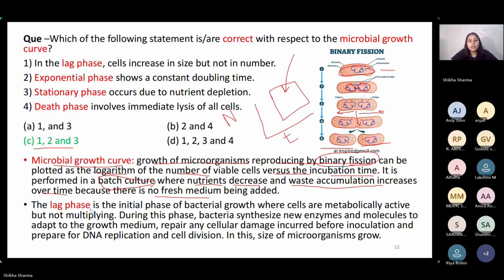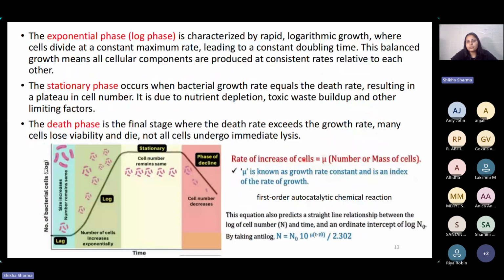So in this there will be four phases: lag phase, exponential phase, stationary phase, and death phase. We can see in this picture the number of bacterial cells on the log axis, and on the x-axis we see time. So there are these different phases of the growth of bacteria.